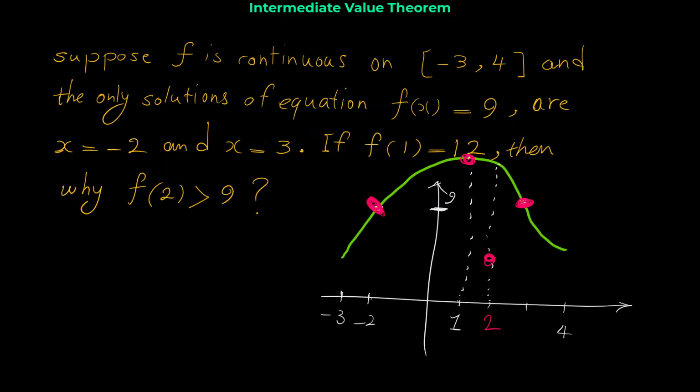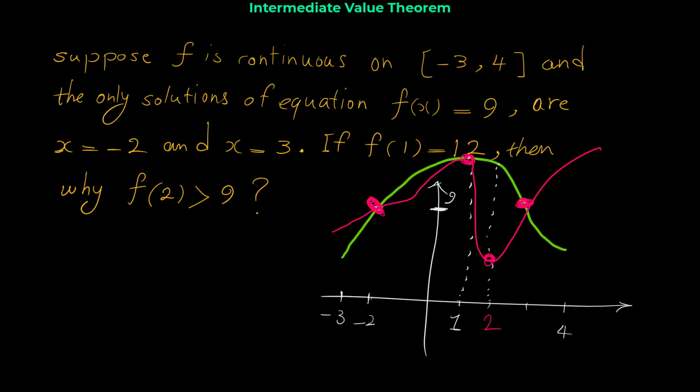Maybe you are thinking of another graph, to graph it in another way. Maybe you want to start from here, pass through here, go up. Then you have no choice. You have to go down to pass through this point and then go up. Again, you have the same situation as the previous graph. So you cannot graph something without violating this condition that f of x equals 9 has only 2 solutions at negative 2 and 3.